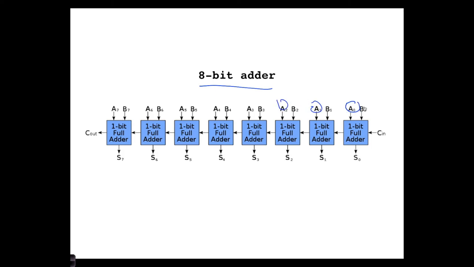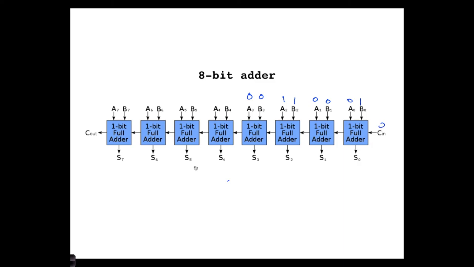A0 and B0 are, and B0 is the other digit. Like, if it was the number we used before, it would be four, 0, 1, 0, 0, and then B would be 0, 1, 0, 1. That's how the numbers look, and then you'd add these together. What's the original carry in for any number? 0. So you'd put a 0 there like that, and then you'd be done.